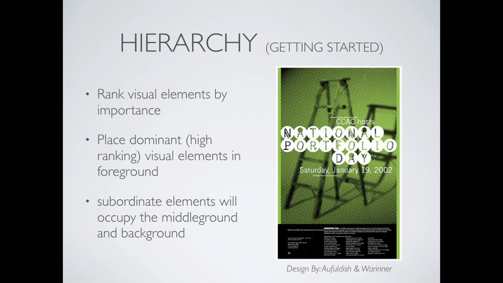Start by ranking elements by importance. So you're doing a poster for the National Portfolio Day. What's the most important thing? Maybe it's National Portfolio Day. Then what's the next thing? What's the next subordinate element? Place the dominant or the highest ranking visual elements in the foreground. They're the biggest, they draw your attention. Place the lower ranking elements further away, smaller.